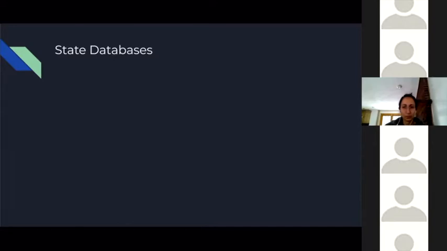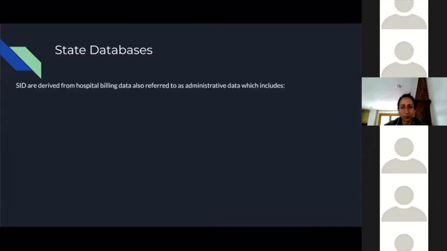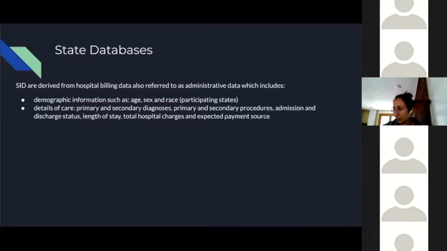So when it comes to a database in general, for the most part you're getting the hospital billing data that we also refer to as administrative data. That's going to include the following information. You'll get demographic information, such as the patient's age, sex, and race, dependent on the state's policy. You'll also get some details of care, like the primary and secondary diagnosis, the primary and secondary procedures, admission and discharge status, the length of stay, total hospital charges, and the expected payment source.